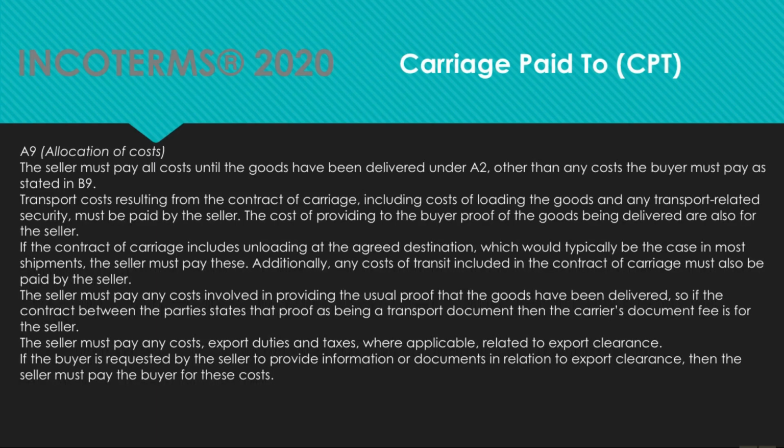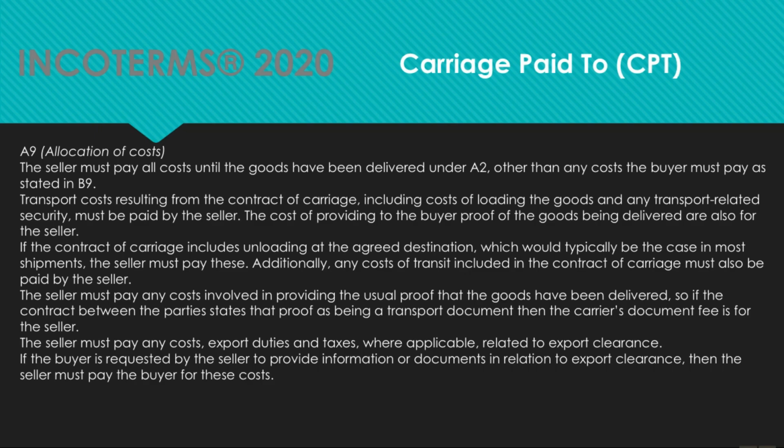A9, allocation of costs. The seller must pay all costs until the goods have been delivered under A2, other than any costs the buyer must pay as stated in B9. Transport costs resulting from the contract of carriage, including costs of loading the goods and any other transport-related security, must be paid by the seller. The cost of providing the buyer proof of the goods being delivered are also for the seller.